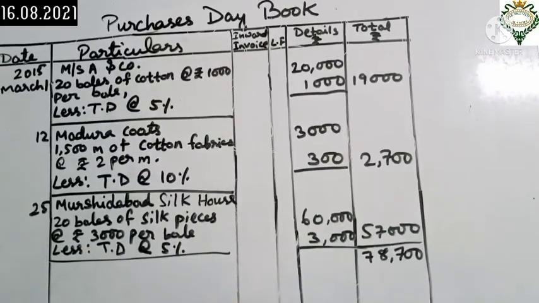Now come to illustration number 7. Here is your illustration number 7. It is saying you have to post all the information that is provided to you in illustration number 6 and show it in the ledger posting. Whatever transactions we have recorded now in the purchases day book, we have to post into the ledger account.